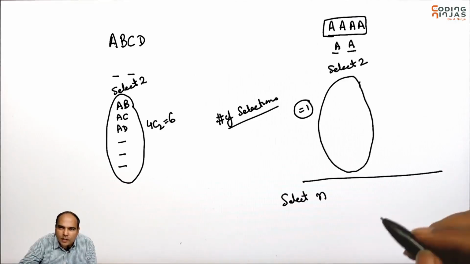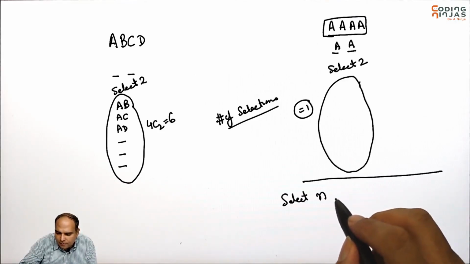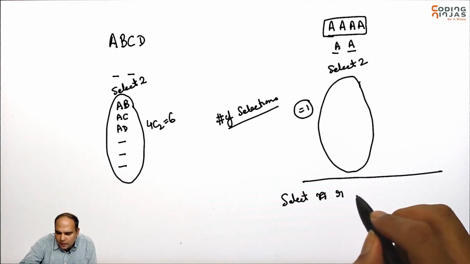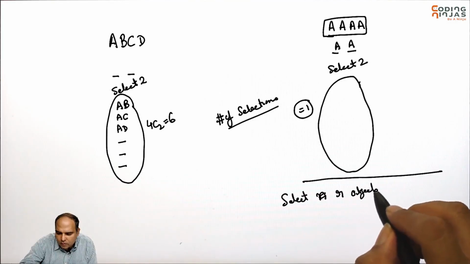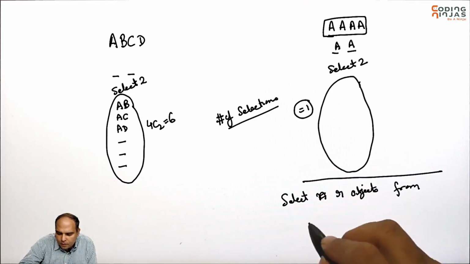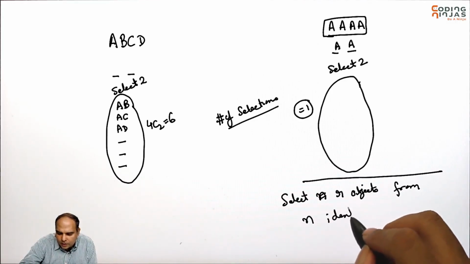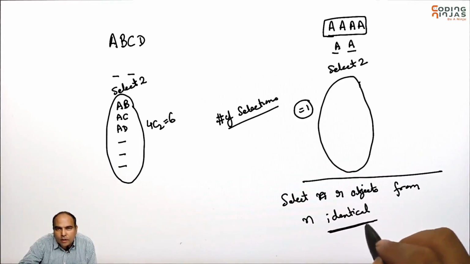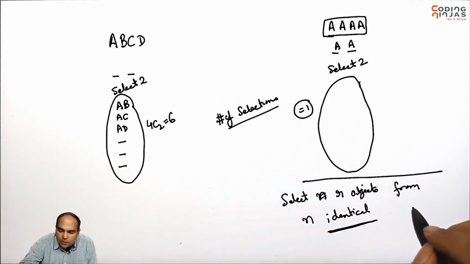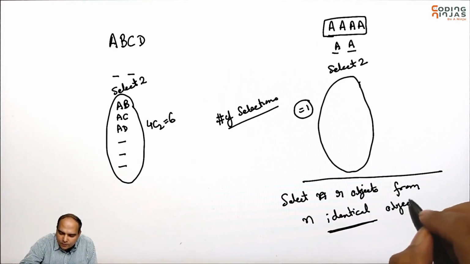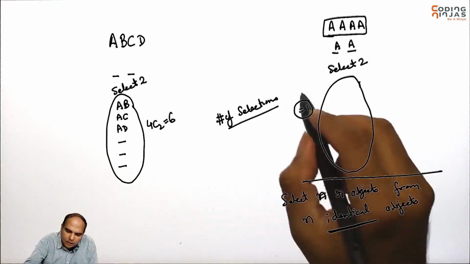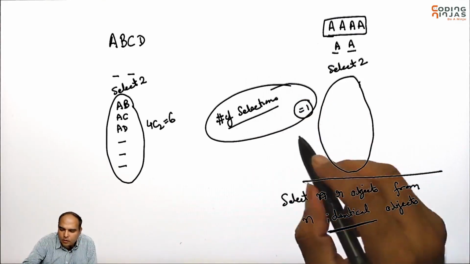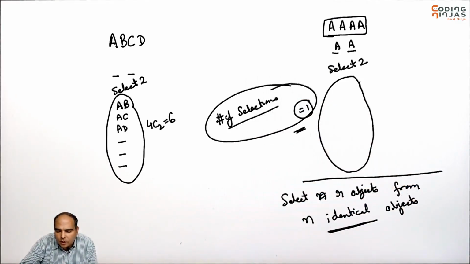It's not actually a formula, it's just a realization that if you are selecting R objects from N identical objects, that's the key word here. And this is where you realize why I was underlining that word of N distinct objects in the NCR formula. So you're selecting R objects from N identical objects. In such a case, the number of selections is always 1. There is no formula in this. The number of selections is always 1. There's no formula, there's no count.